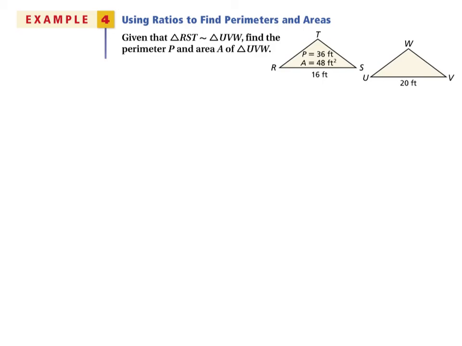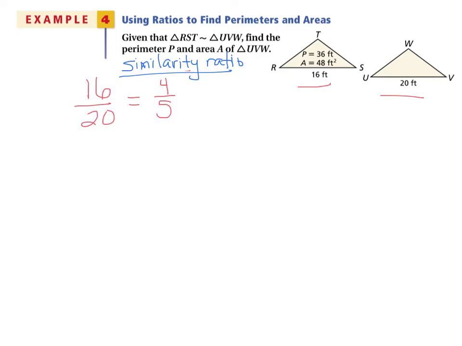Let's do our last example, number 4. Given that these two triangles are similar, we want to find the perimeter and area of triangle UVW. Right off the bat, we see that we have two sides. All we have to do is find the ratio of the sides. 16/20 would simplify into a ratio of 4/5. So this is the side ratio, and I don't like calling it the side, but it would actually be the similarity ratio.